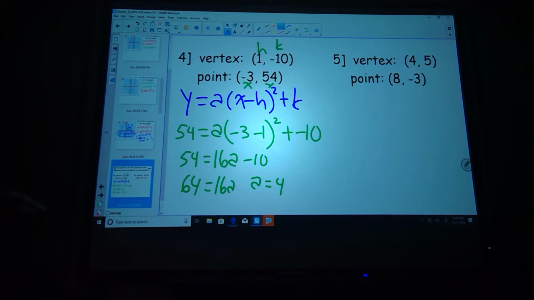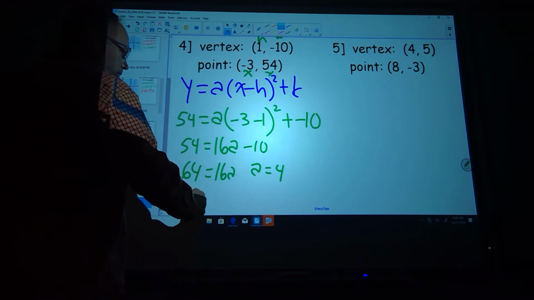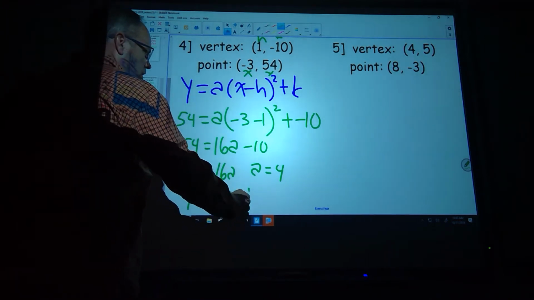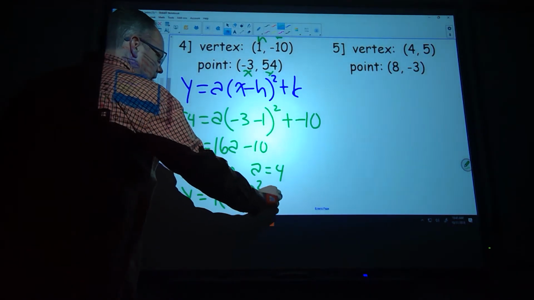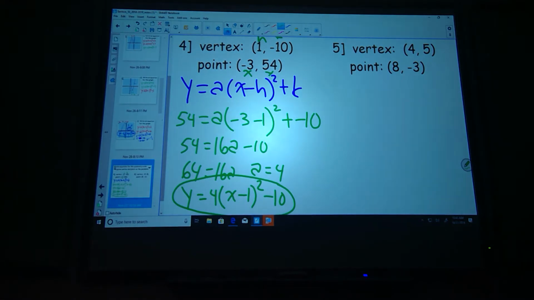All right, so then I'm just going to plug my A value back in, leaving my x alone. My h is still −1. My k is still −10. There's my equation. So use your h, k, your vertex, and your point given to solve for A, and then go from there.